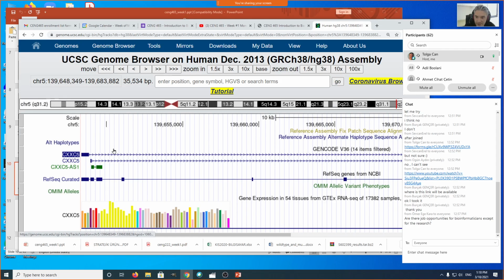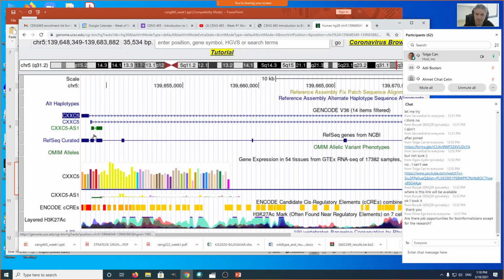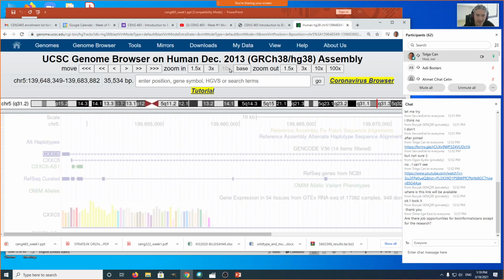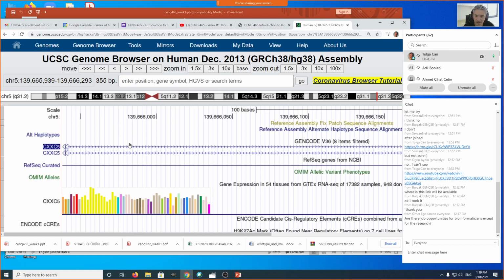There are certain tracks that we do not need. So this is chromosome 5, and here is a gene, CXXC5, right? Same chromosome 5. If you look at this, there's some visual information that tells us how this gene is organized. If you zoom in enough in this gene, let's do that again anyway.